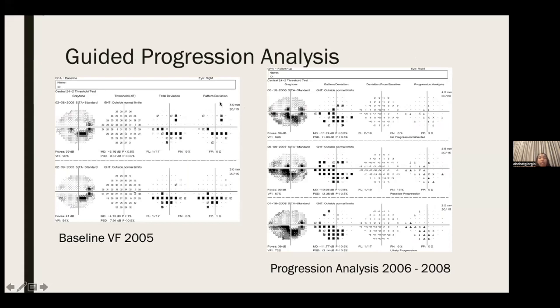And then this Humphrey Visual Field Analyzer has a software which performs a guided progression analysis, and it does analysis of progressive visual field change or defect over a period of time. So here we have an example of 3 years. So you see progressive change, with marking of the progressive change area.